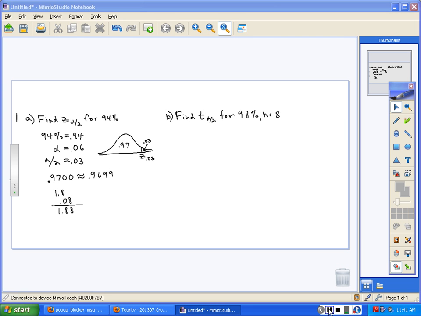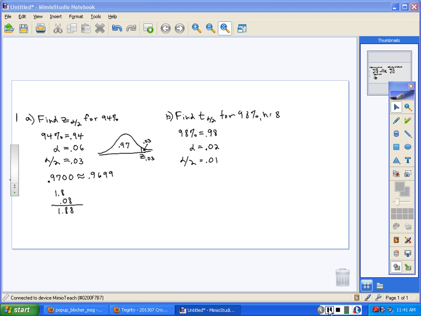Okay, so we start the same way. We start with the 98%. This is a different table, though. This is the t table, so it's not the same. 98% is equal to 0.98. Alpha is how much you need to get to $1, which is 0.02. And then you divide 0.02 in half, and you get 0.01.